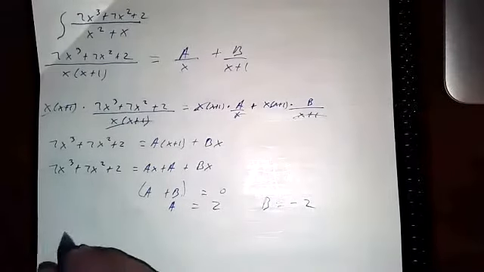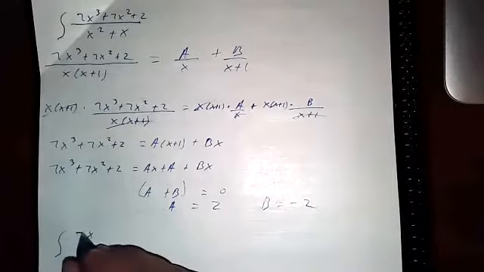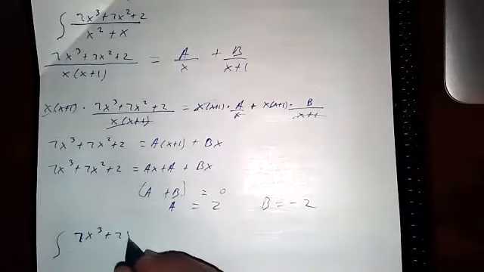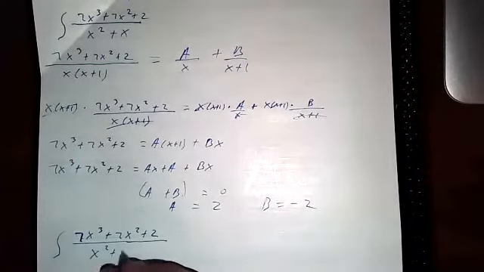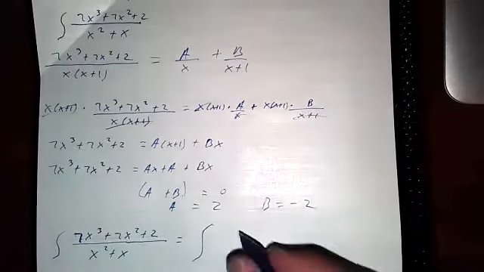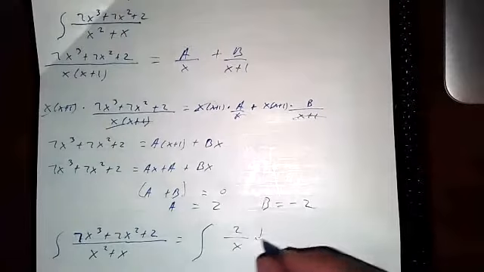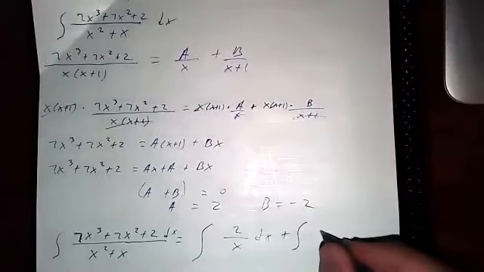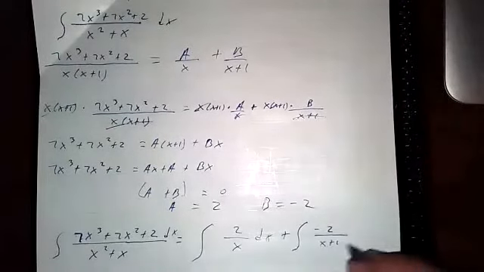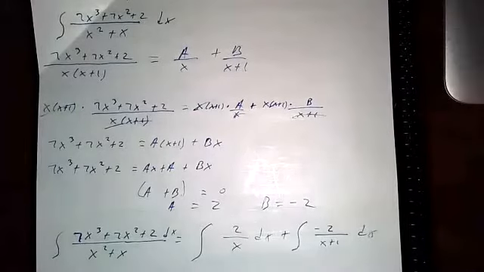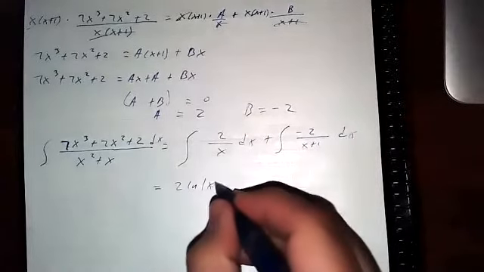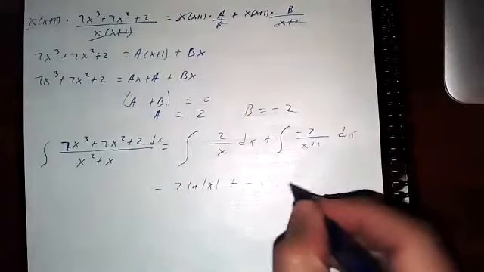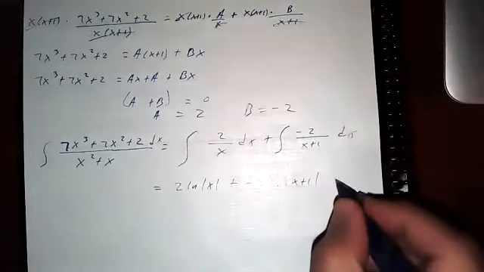So now instead of integrating this guy, I will integrate 2 over x dx. Forgot to write that. Integrate that guy, I'll give you 2 ln x plus negative 2 ln x plus 1 plus c.